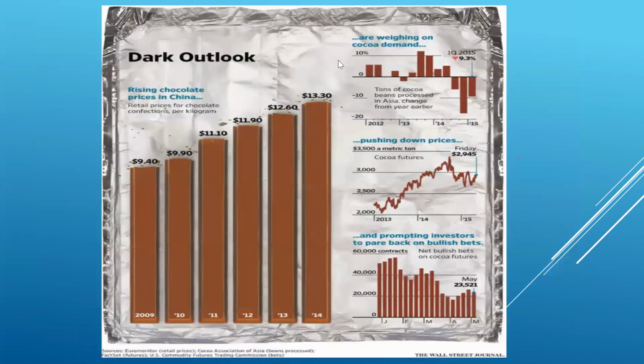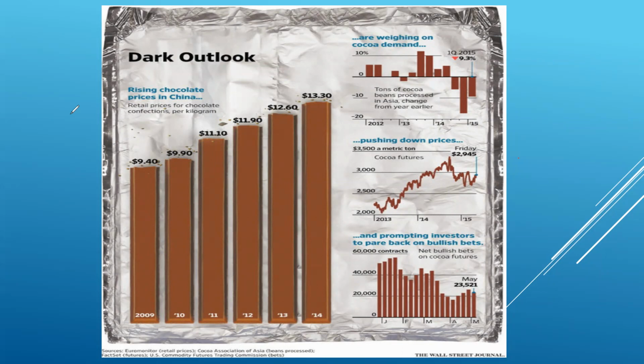This is, of course, another example. This is the dark outlook. The dark outlook is this review or this chart. It took place in China. What happened there? There was a sudden and big increase in the prices of chocolate. The prices of chocolate were going up in China at this period, of course.